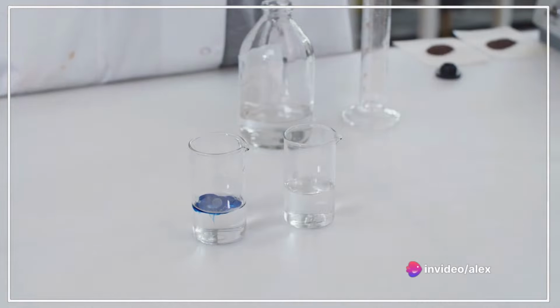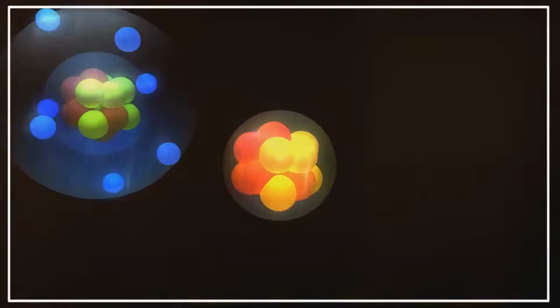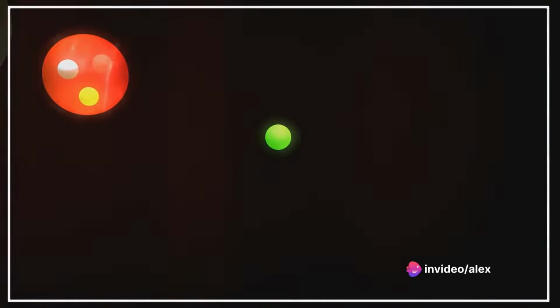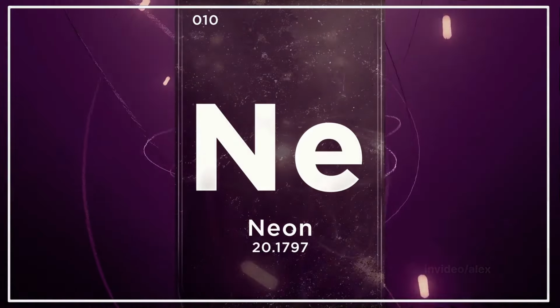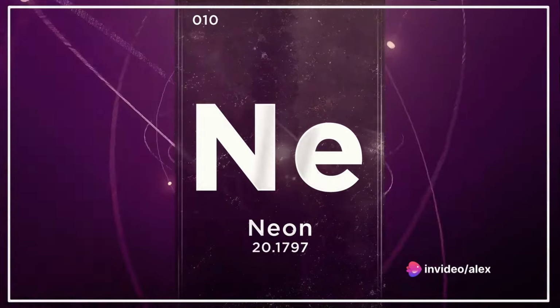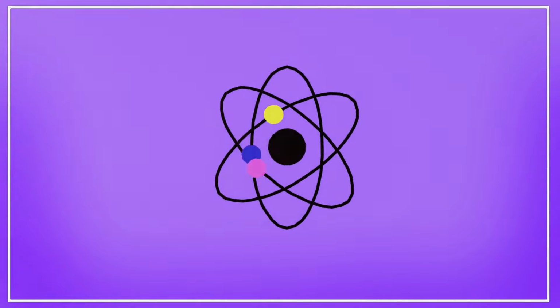Next up, playing a neutral role in this atomic drama, we have the neutron. Like the proton, the neutron also resides in the atom's nucleus. Despite having no electric charge, don't underestimate its importance. Neutrons act as a sort of atomic glue, holding the protons together in the nucleus. Without neutrons, the positively charged protons would simply repel each other and the atom would fall apart.